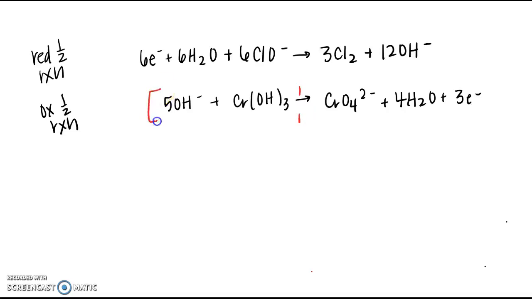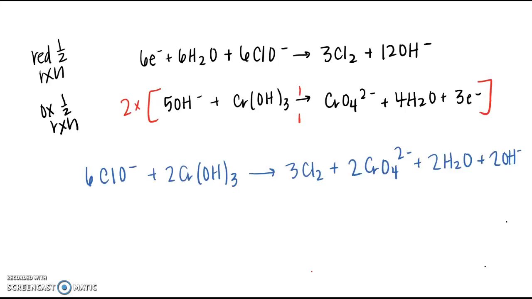And then what you should recognize is that you're going to have to multiply this entire equation by 2 so that the number of electrons matches up, and then you just need to combine the two equations. And so this should be the final answer that you get.